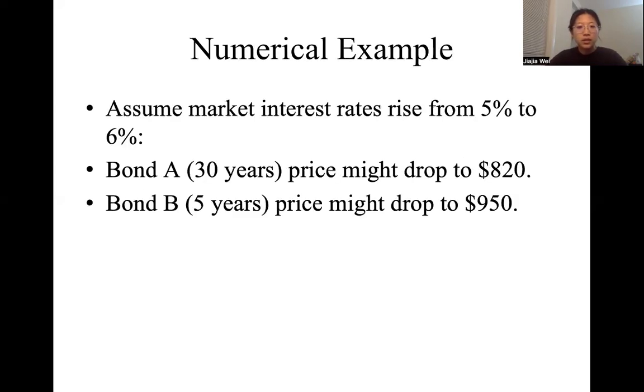So here's a numerical example. Assuming the market interest rate increases from 5% to 6%, for bond A, which has 30 years to maturity, the price might drop significantly to $820. However, bond B with only 5 years to maturity will see a smaller drop, with its price potentially falling to $950. This example highlights how long-term bonds are more affected by changes in interest rates.